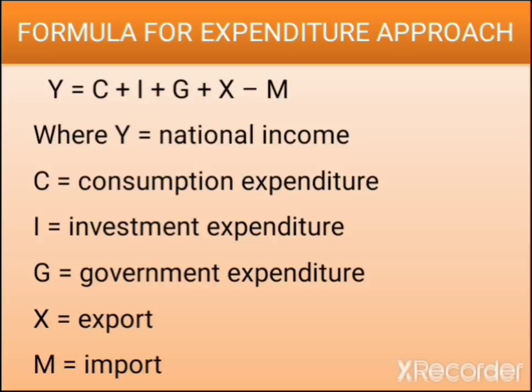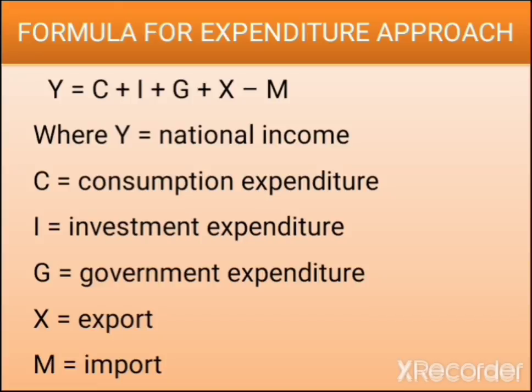The formula for calculating the expenditure approach is Y = C + I + G + (X - M). This is the formula we use in the expenditure approach: national income is equal to consumption expenditure plus investment expenditure plus government expenditure plus net income from abroad.